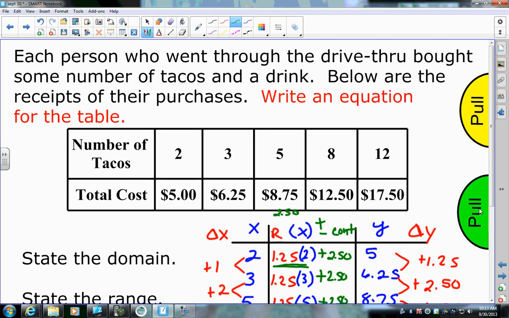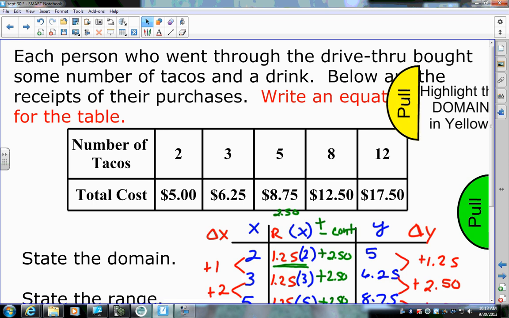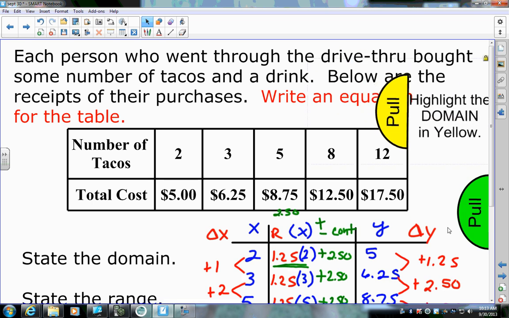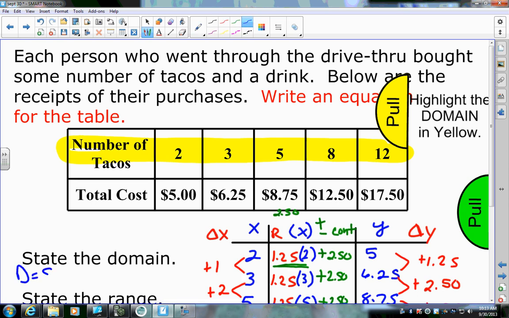Okay, back here. Now, my domain, it says to highlight my domain in yellow. What information is my domain? It should be the number of tacos, which is my X. So when it wants you to state your domain, you put it in set notation, and I'll label 2, 3, 5, 8, and 12. It is those specific numbers.